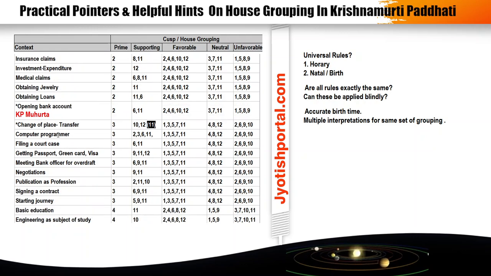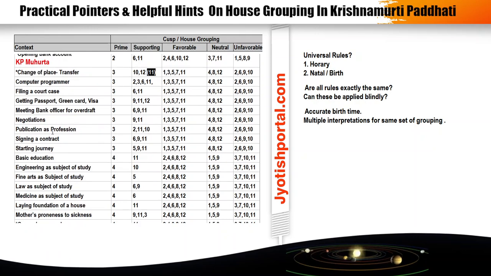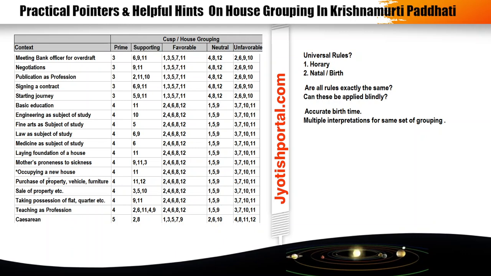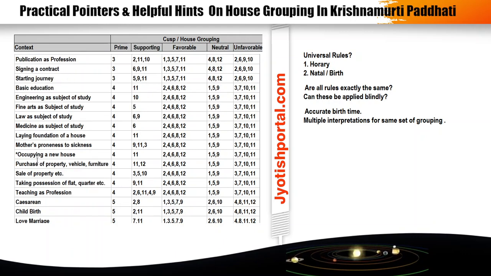And then moving on, we find occupying a new house. Right, this one, occupying a new house. So here the grouping given is the fourth, which is okay. The fourth house is the primary cusp for the house, and then the 11. But 4 and 11 is not sufficient, because the standard combination is 4, 11 and 12, since the question is about occupying a new house.